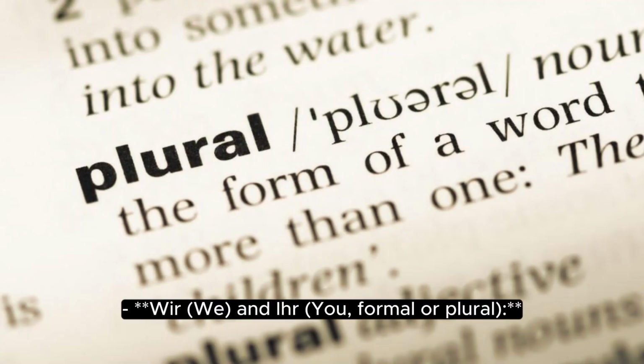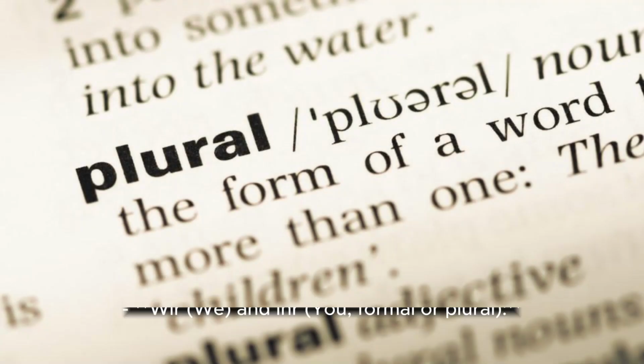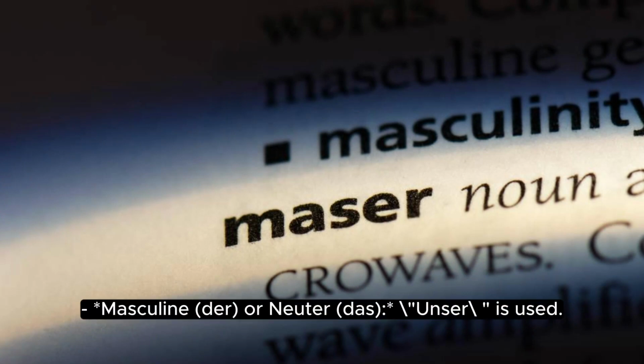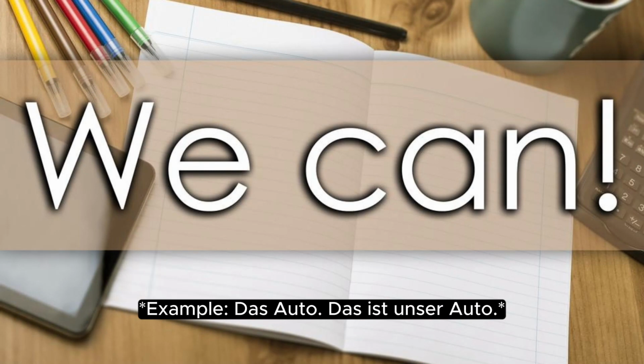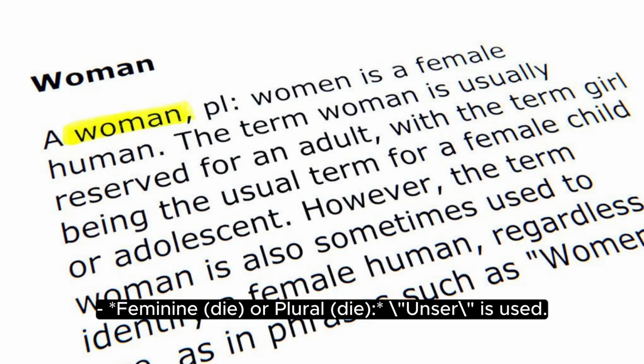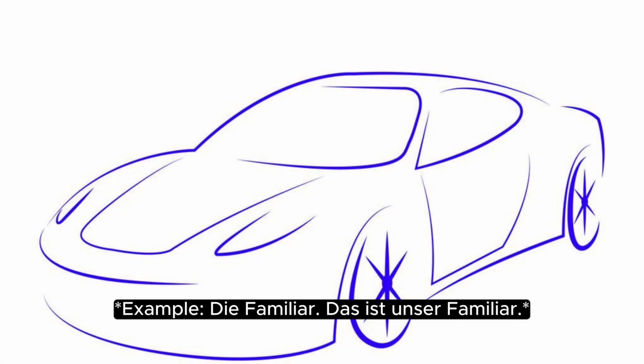Wir and ihr, you, formal or plural. Masculine der or neuter das, unser is used. Example: Das Auto. Das ist unser Auto. Feminine die or plural die, unsere is used. Example: Die Familie. Das ist unsere Familie.